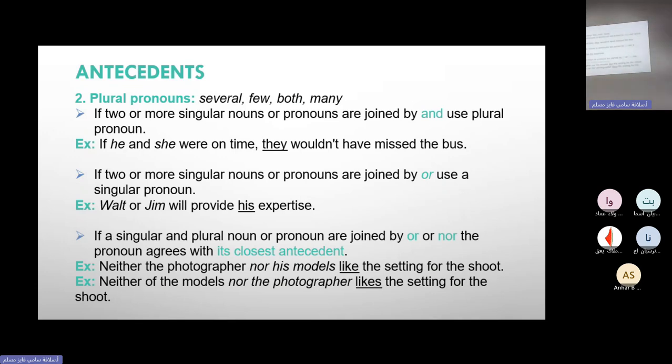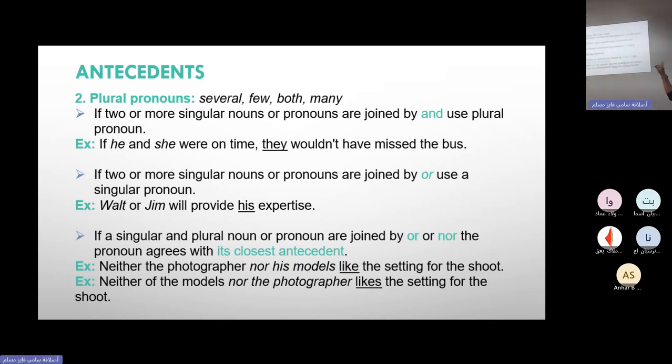So, an example. If he and she were on time, they wouldn't have missed the bus. If he and she, what is the pronoun? They.